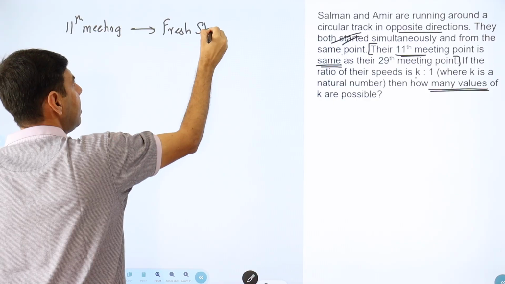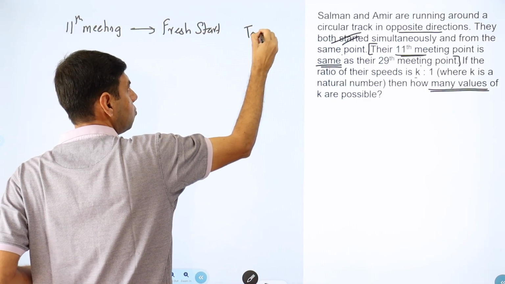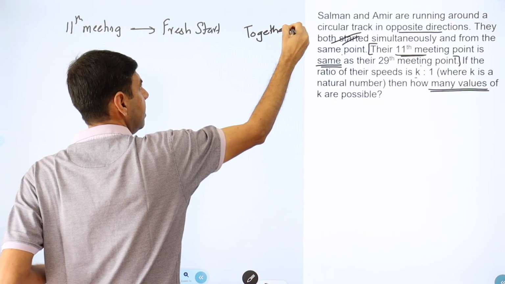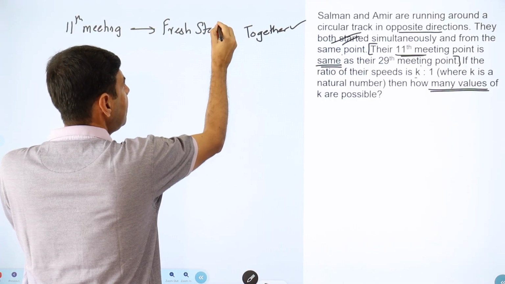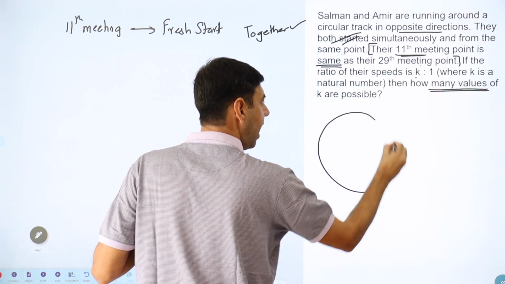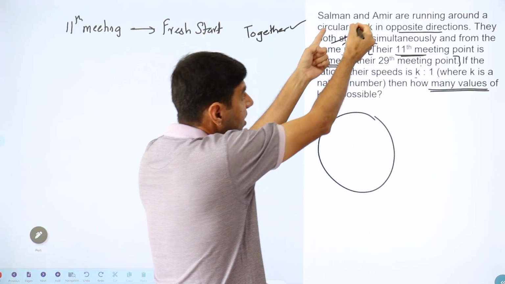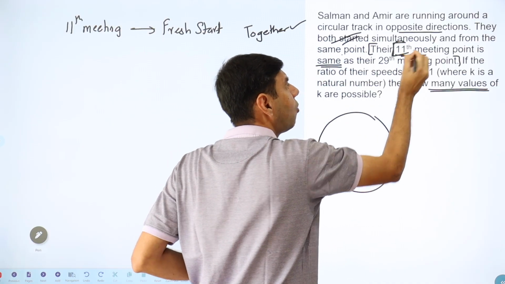So all that I need to look at is, are they together? Yes, because why? Because they are meeting. They are together at the same point, at the same time. So it's a fresh start, and wherever that point is, right? I don't know where that is, so it might not be the same as the original start, but that original start is not relevant. I'm starting from this point itself.